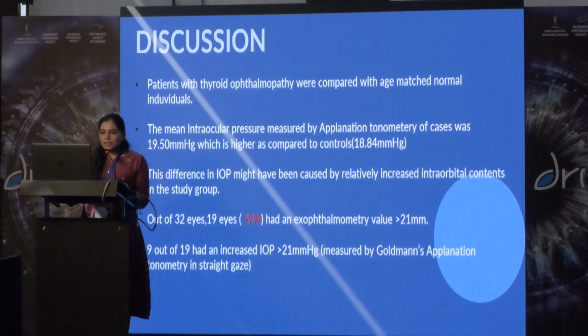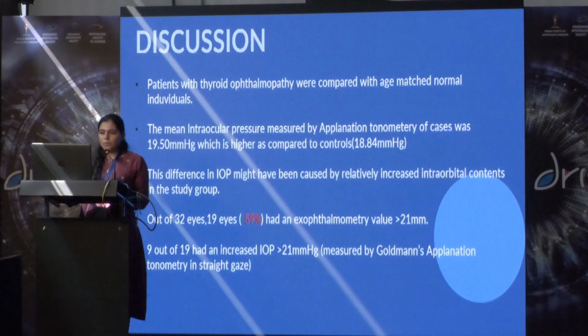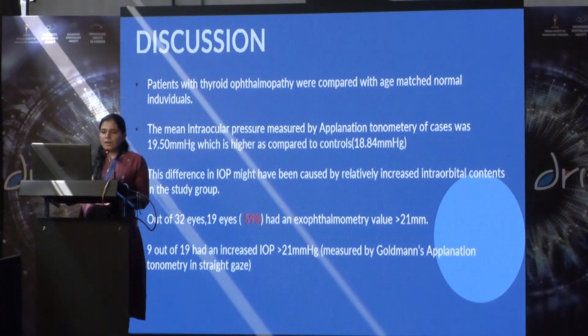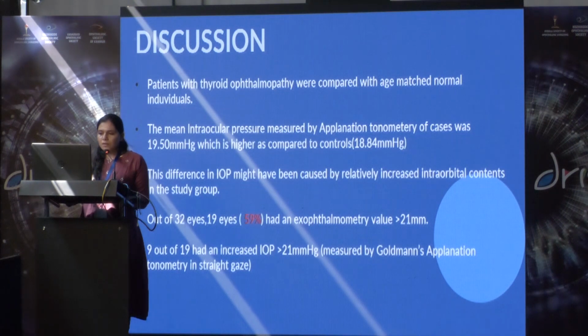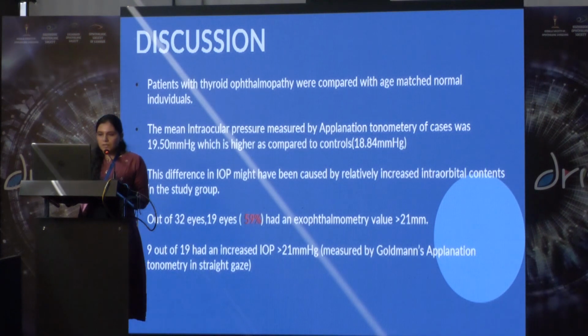Out of the 32 eyes, 19 eyes, that is 59%, had an exophthalmometry value of more than 21 millimeters, and out of these 19 eyes, 9 of them had an increased IOP of more than 21 mm Hg measured by Goldmann's applanation tonometry in straight gaze.